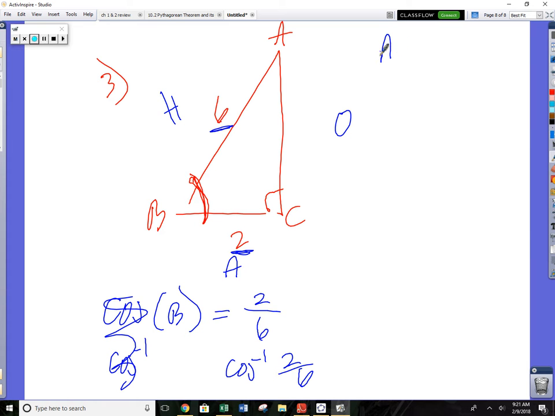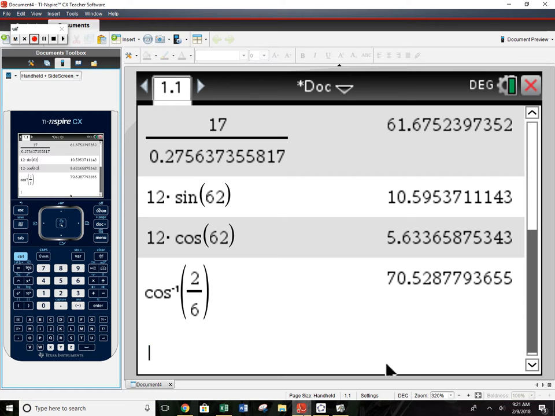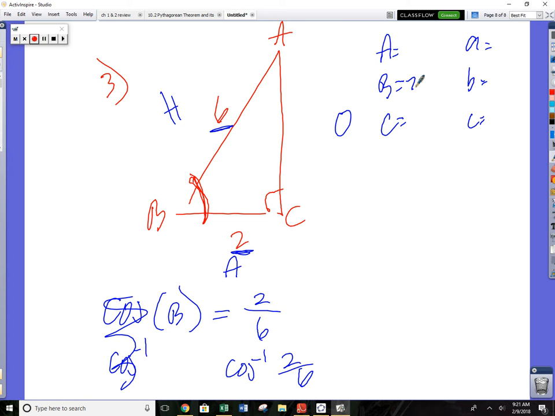So here we go. You got to find capital A, capital B, capital C. Lowercase a, lowercase b, lowercase c. So capital B, we just barely found, that was 70.5 degrees. Capital C is 90 degrees. So if I do 90 take away 70.5, that's like 19.5 degrees.